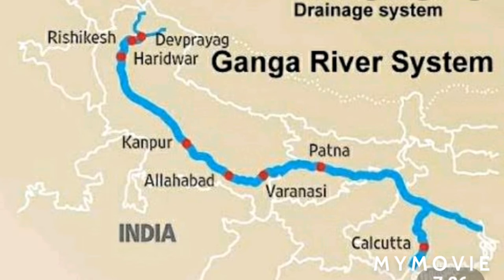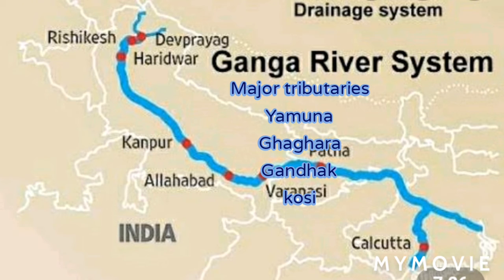Ganga River System. The headwaters of the Ganga, called the Bhagirathi, are fed by the Gangotri Glacier and joined by Alaknanda at Devprayag in Uttarakhand. At Haridwar, the Ganga emerges from the mountains onto the plains. The Ganga is joined by many tributaries from the Himalayas, a few of them being major rivers such as Yamuna, the Ghaggar, the Gandhak, and the Kosi.